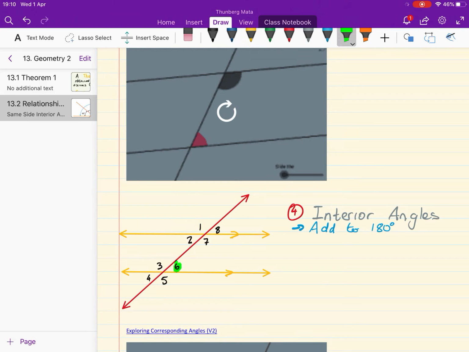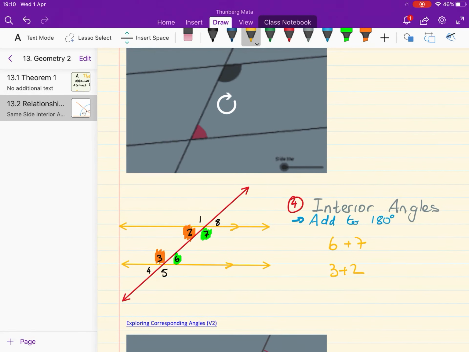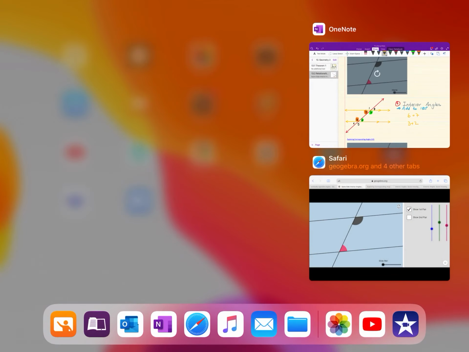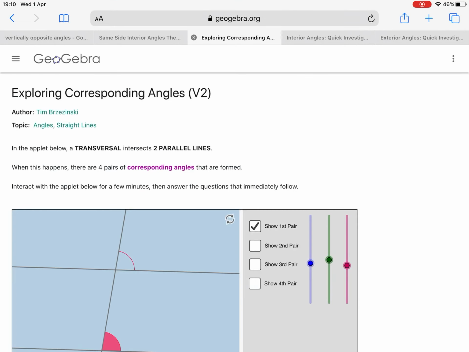So if we look at our example here, we have interior angles, and I've said that they add to 180 degrees. So one pair of interior angles we have is 6 and 7. They are interior. So that's 6 plus 7 are interior. And another example are 3 and 2. So 3 and 2 are the other example of interior angles.